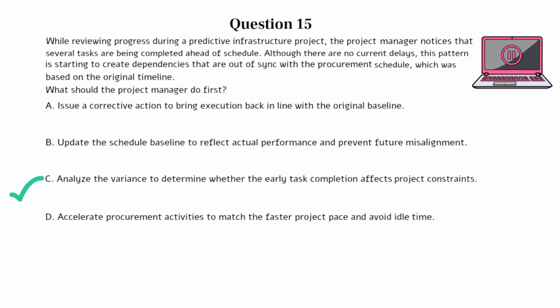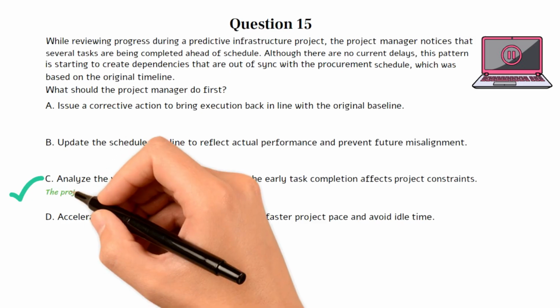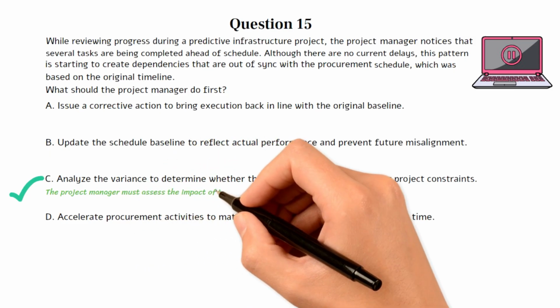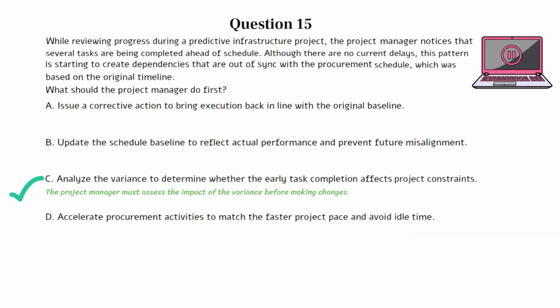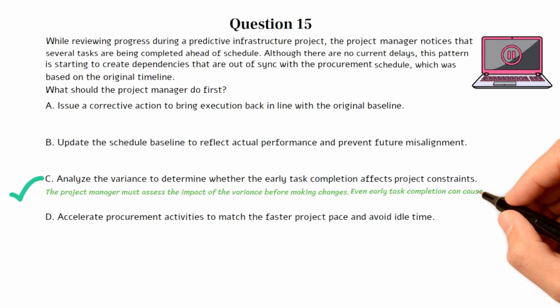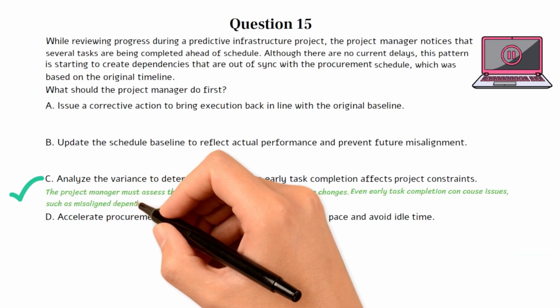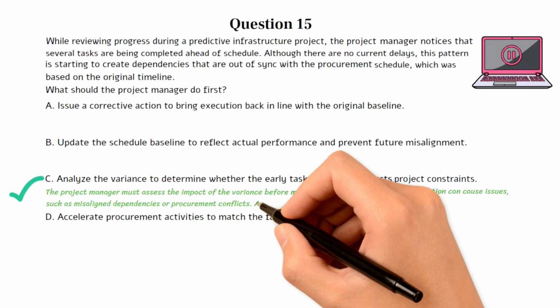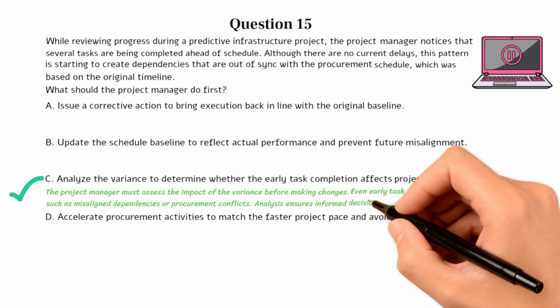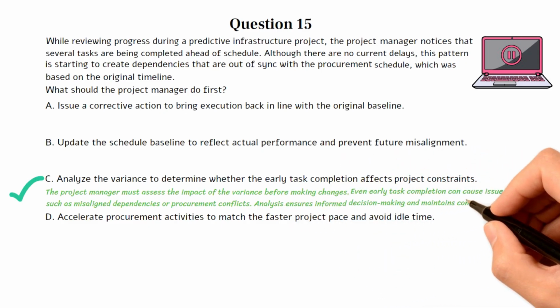Choice C is the best option because the project manager must assess the impact of the variance before making changes. Even early task completion can cause issues such as misaligned dependencies or procurement conflicts. Analysis ensures informed decision-making and maintains control.